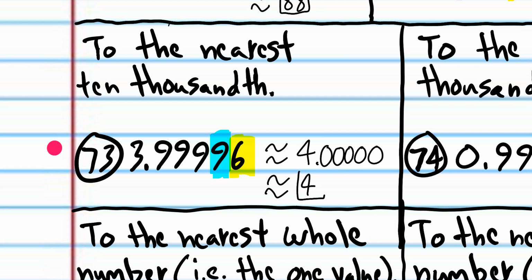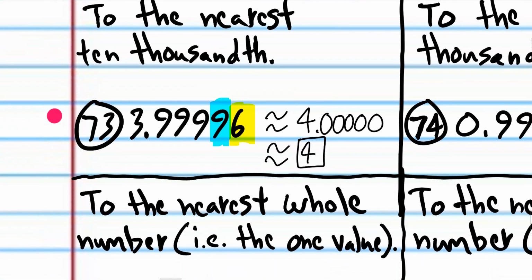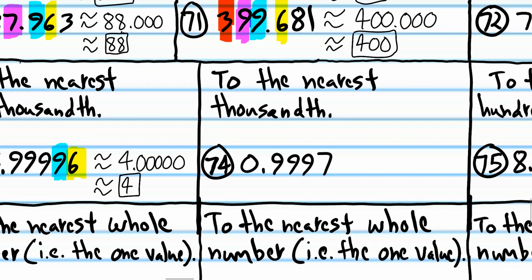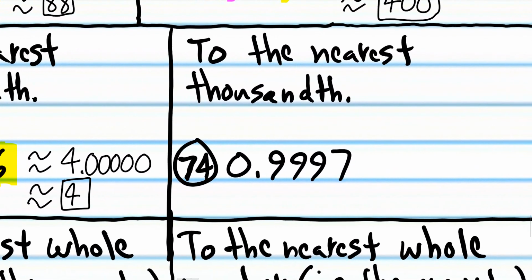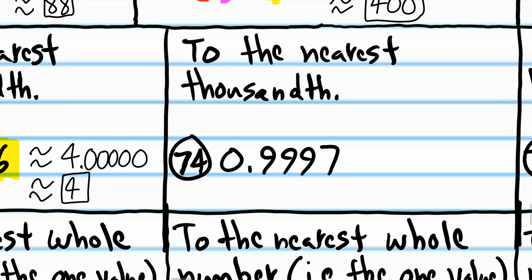But we don't have to write those other numbers because they're ending zeros to the right of the decimal. Why don't you try number 74, and when you come back, we'll do it together. All right, thousandths place.